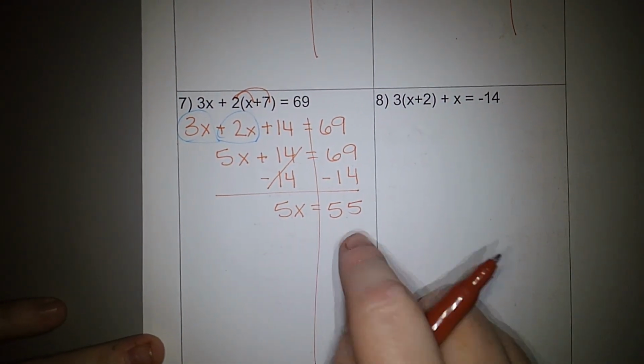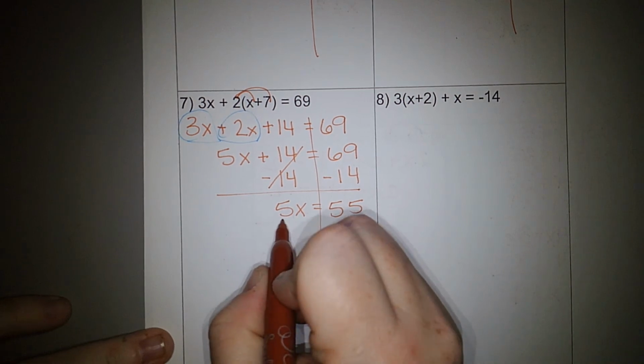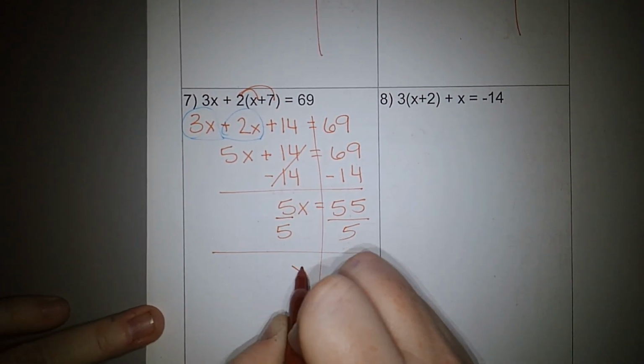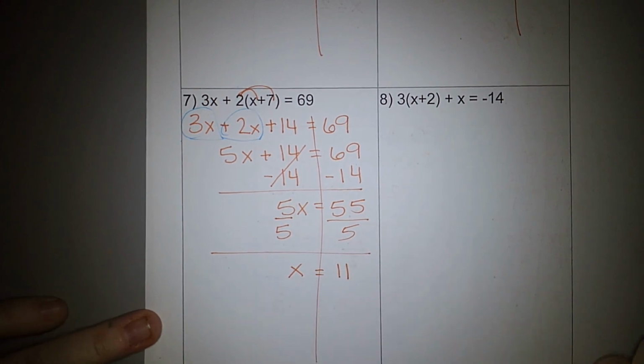5 times what is 55? You might know that one just off the top of your head. If you don't, the opposite of multiplying is to divide. So we get x equals 11.